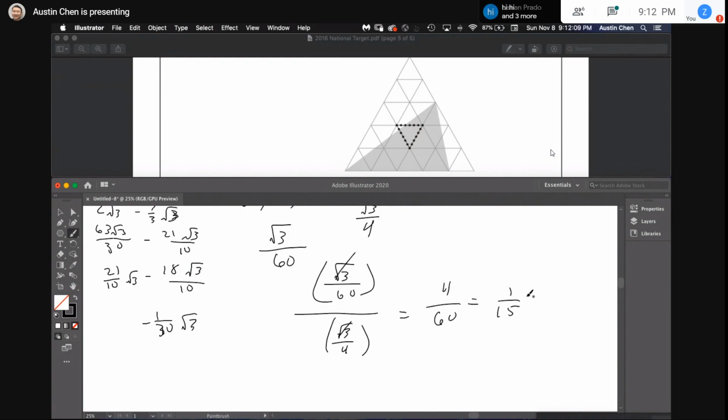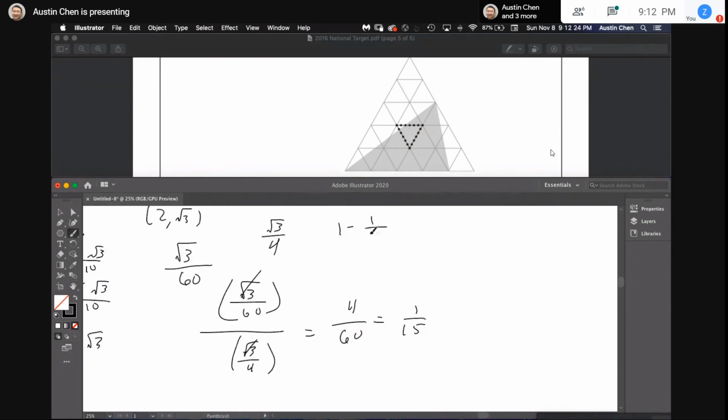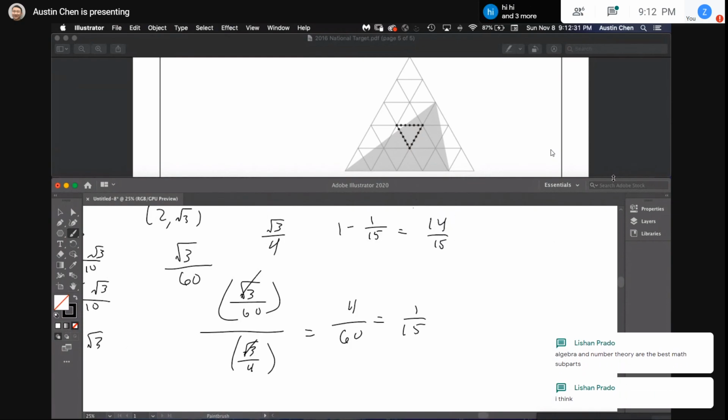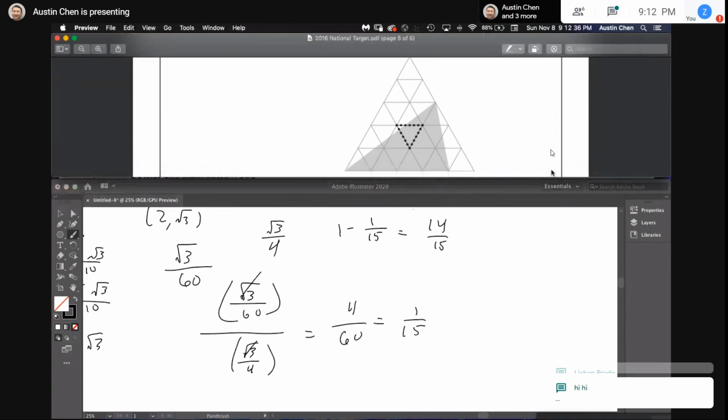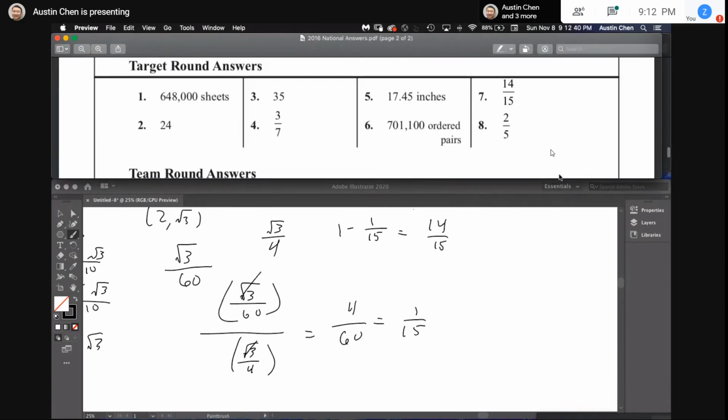But this is not our answer, right? We wanted to find the ratio of the shaded area to the whole triangle area, right? And this is the ratio of the non-shaded area part. So then the ratio that we want to find is just 1 minus this, right? Which is 14/15. Okay, and then yeah, that's our answer, 14/15.